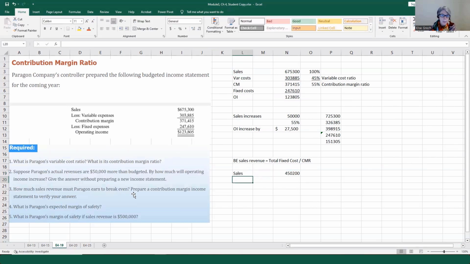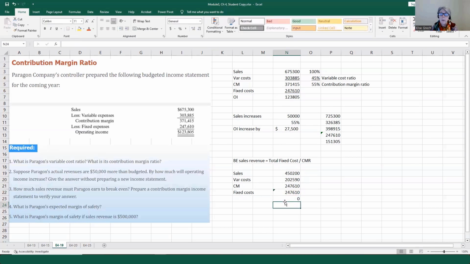So the next one says, prepare a contribution margin income statement to verify your answers. Well, variable costs are going to be our total sales multiplied by 45%. Take the difference. This is going to be your contribution margin. Then I've got my fixed costs, which have not changed. Fixed costs are still going to be $247,610.